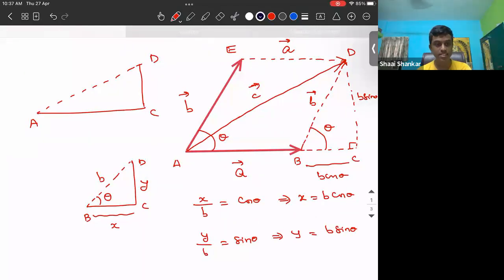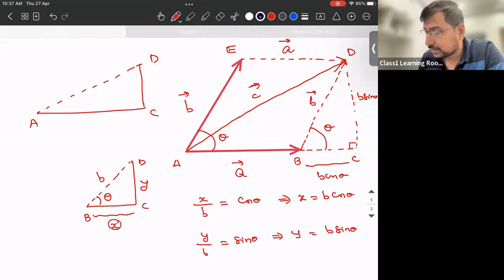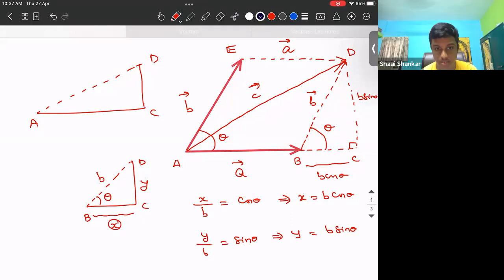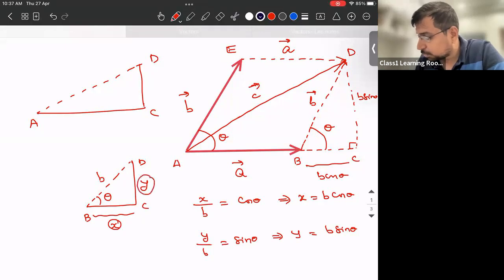After taking the triangle ADC, I took BD as X. X divided by B is cos theta, adjacent by hypotenuse. So X is equal to B cos theta. Similarly, I took CD as Y. Y divided by B, opposite by hypotenuse, is sin theta. So Y by B is sin theta, Y is equal to B sin theta.